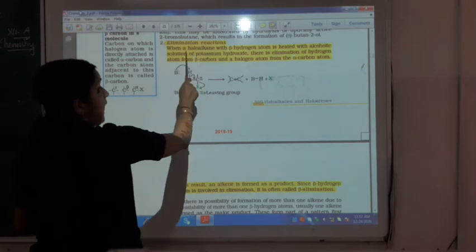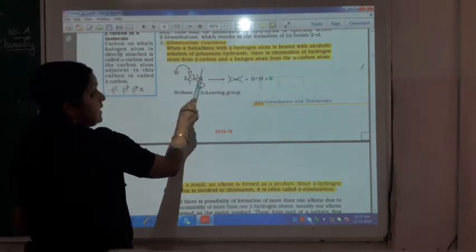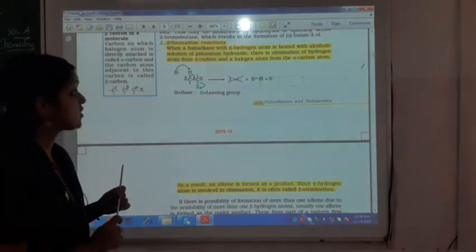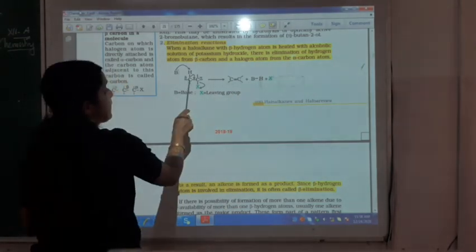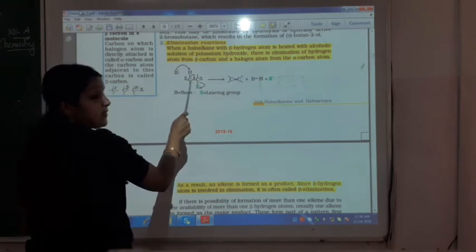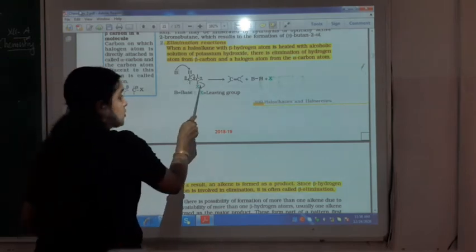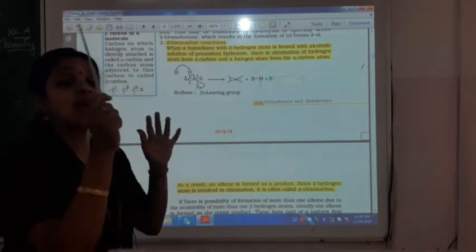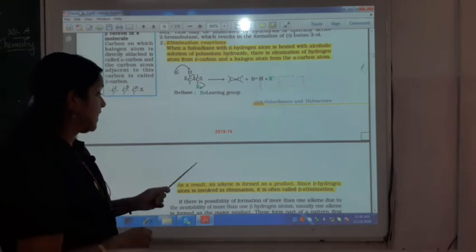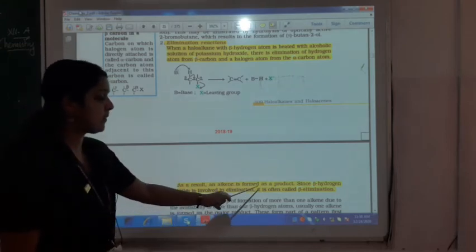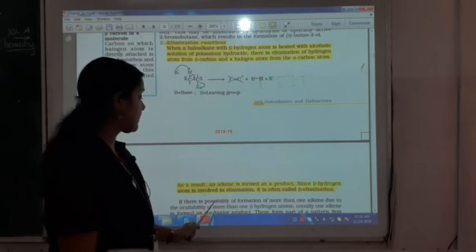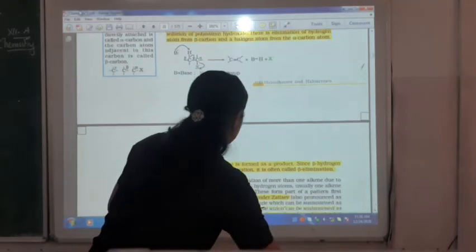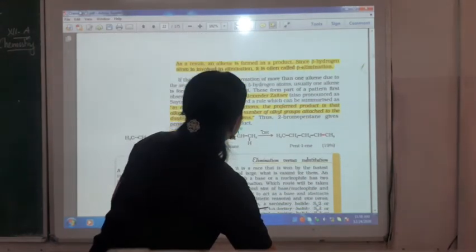So here a haloalkane with beta hydrogen is heated with alcoholic potassium hydroxide, KOH. There is an elimination of hydrogen from the beta carbon and halogen from the alpha carbon. So this halogen along with the hydrogen is getting removed. Dehydrohalogenation takes place. As a result, an alkene is formed as a product. Since beta hydrogen is removed, you call it a beta elimination. Let's see now what exactly beta elimination is.